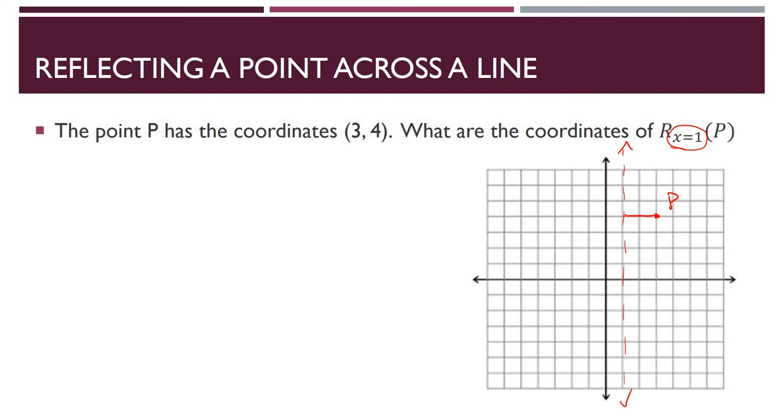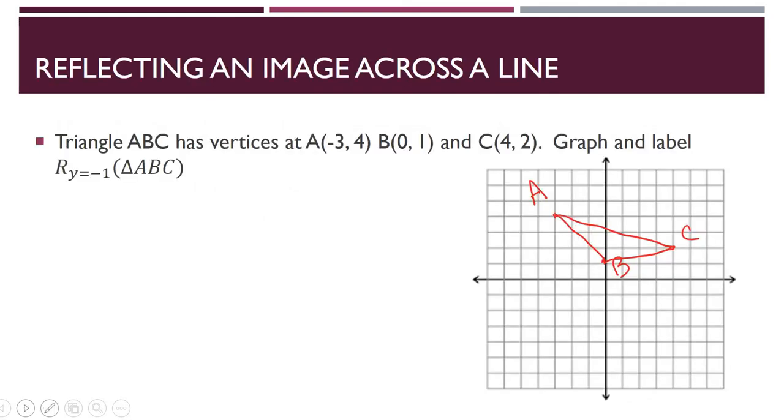And to do the reflection, the distance from P to my line of reflection and the distance from the line of reflection to my reflection itself has to be the same. So P is 2 units from this line, x equals 1. Therefore, P prime is also 2 units. So the coordinates of my reflection, P prime, would be -1, 4. Pretty simple to do. You will need graph paper. So make sure you have graph paper handy for class and for your homework.